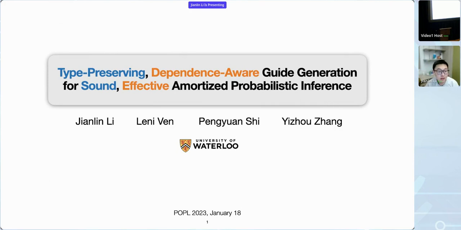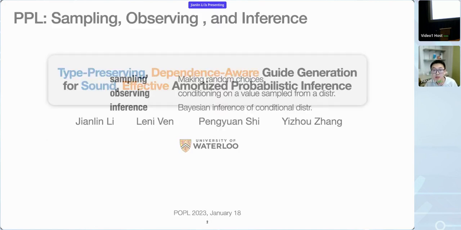Thank you, Chair. Hello, everyone. This is Jianlin. This paper is about sound effective amortized inference. This is a collaborative work with Leni, Pengyuan, and my advisor, Yizhou.